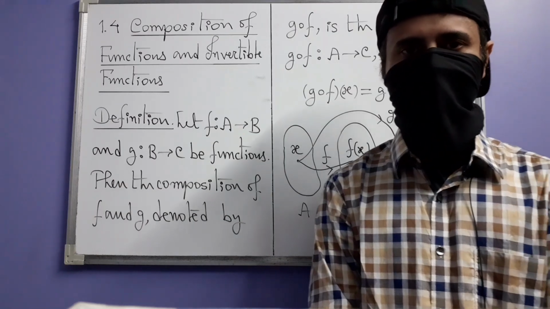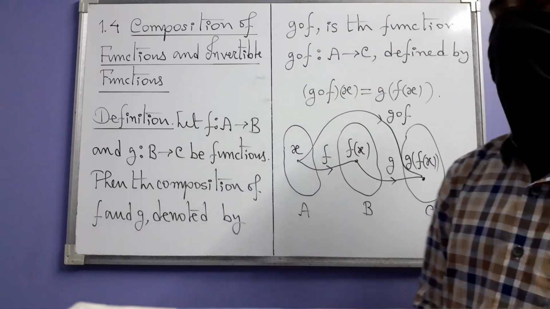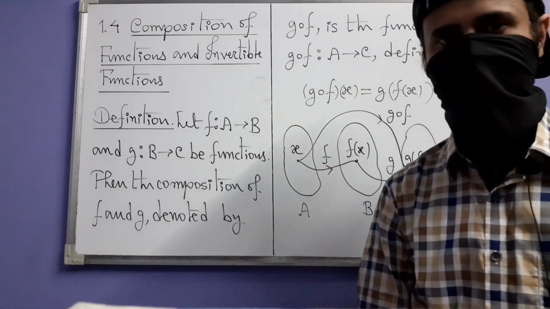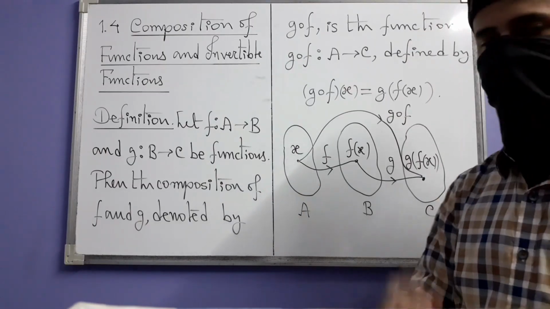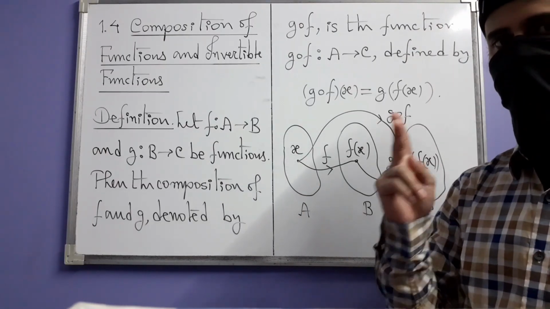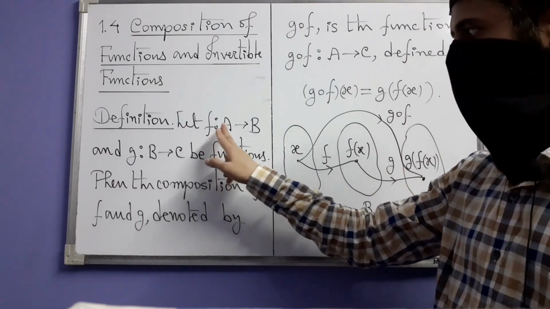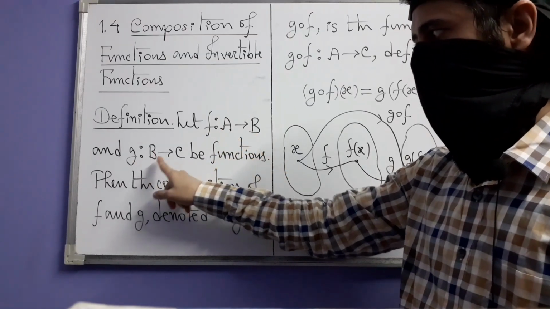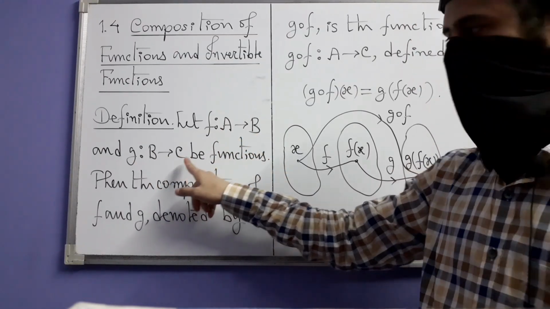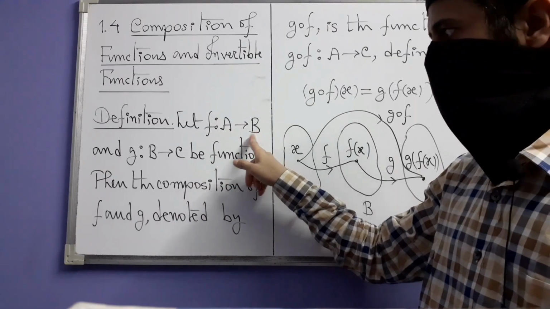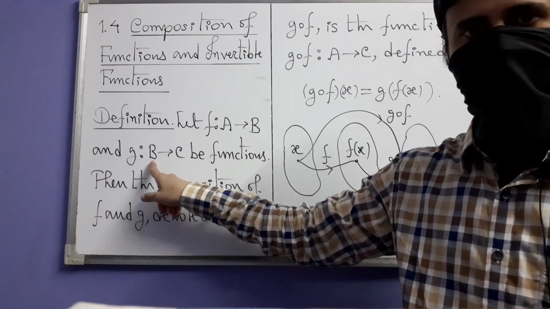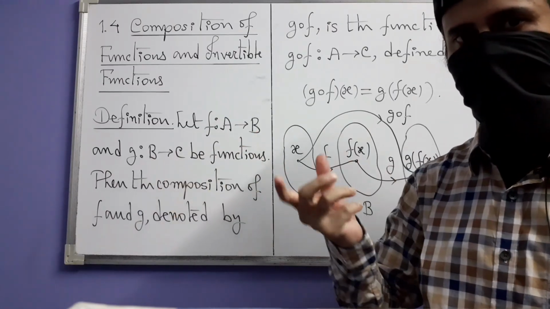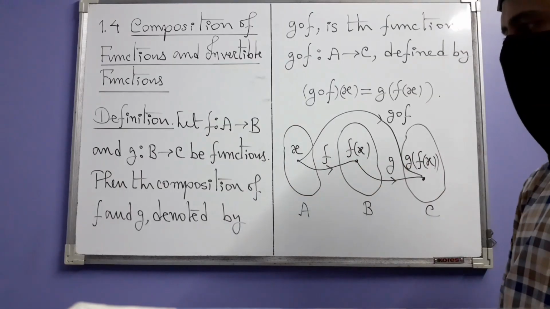So this new section is about function composition and invertible functions. So let's see the definition of composition. Here you have two functions, f with domain A and codomain B and g with domain B and codomain C. It's important that the codomain of f be equal to the domain of g so that you can form the composition of f and g.